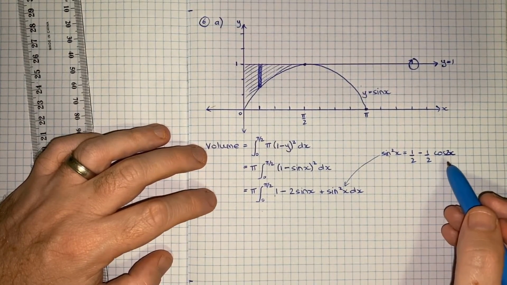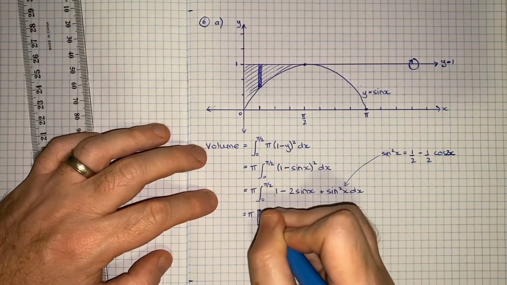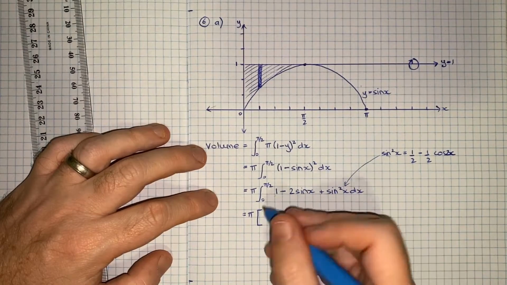So, alright, let's do it. So we'll have our pi out the front. The integral of 1 dx will just be x.